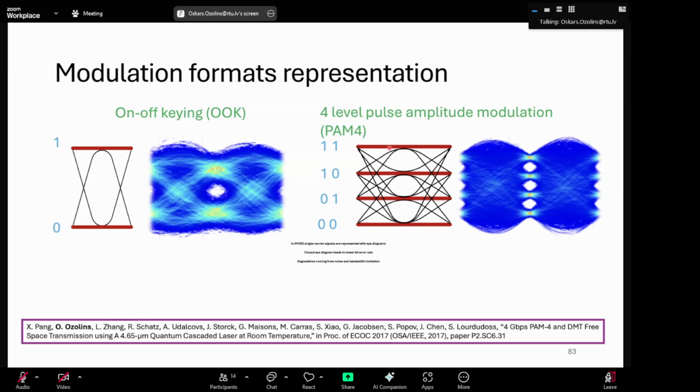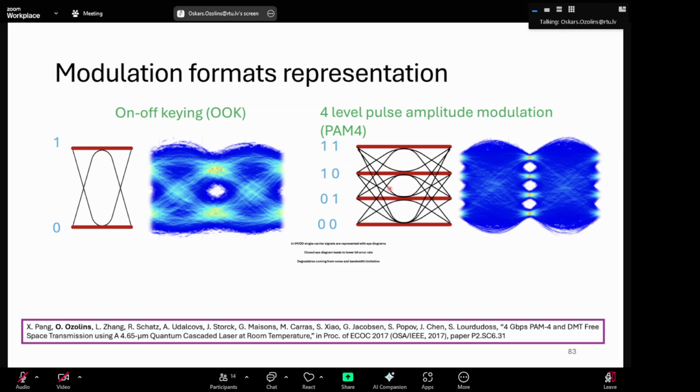So by using PAM4, one can obtain twice the bit rate by using the same symbol rate. In PAM4 we have symbols with 4 different levels. In PAM2 we have symbols with 2 different levels. So by using the same symbol speed, which is also related to the bandwidth of the system, we can transmit double the information within the same bandwidth of the system.